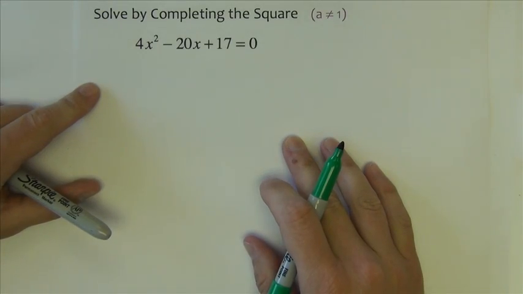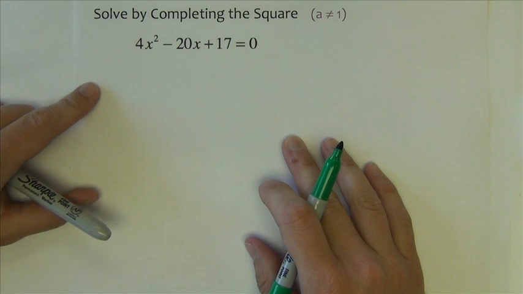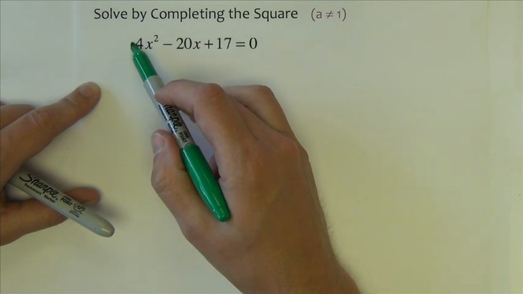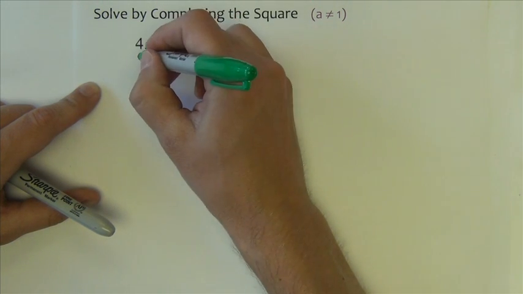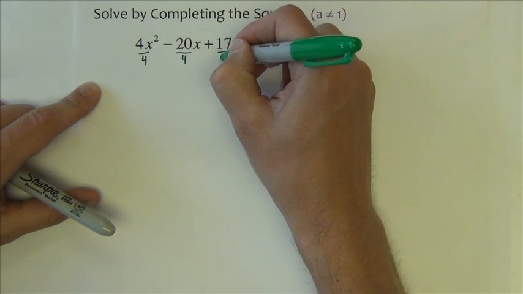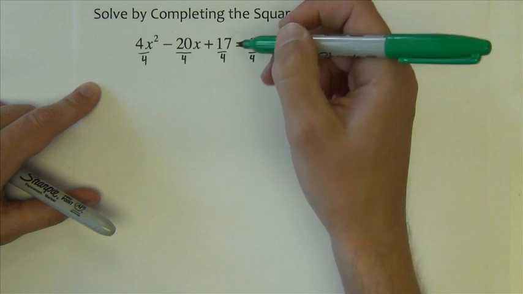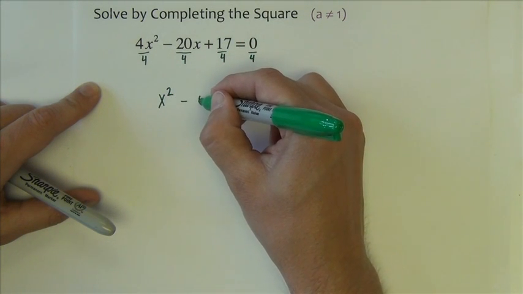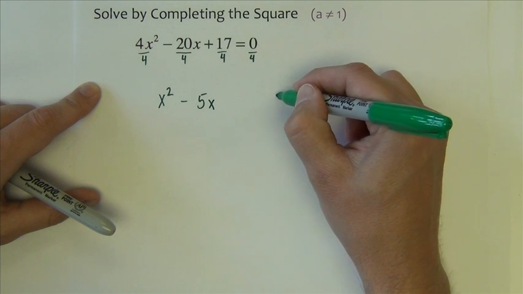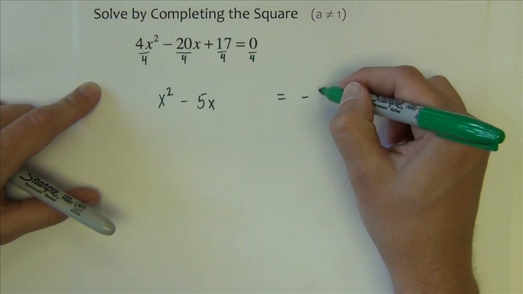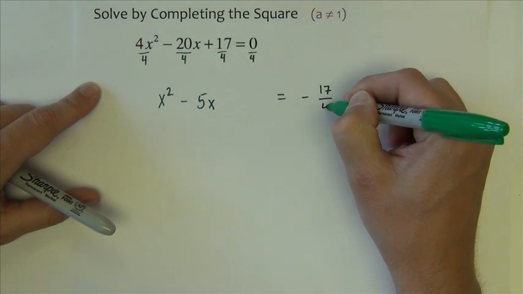Next, let's look at a slightly more challenging example of completing the square. It's more challenging because we've got a number other than 1 in front of the x squared. First thing we're going to do in a problem like this is we're going to divide by that number. Okay, so that makes x squared minus 5x equals, this 17 over 4 needs to go to the other side, so negative 17 over 4.